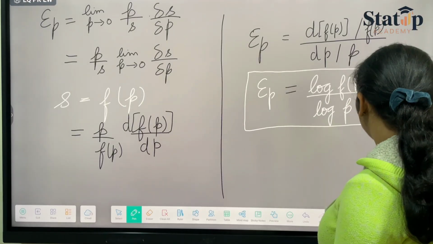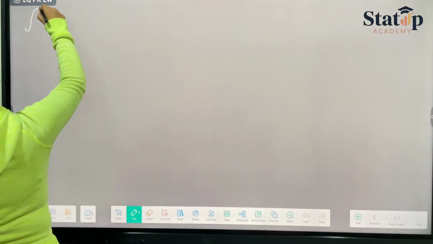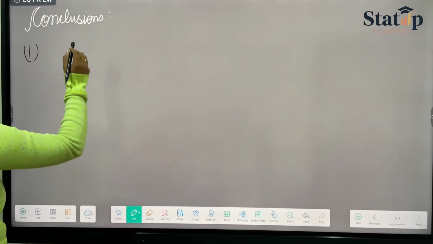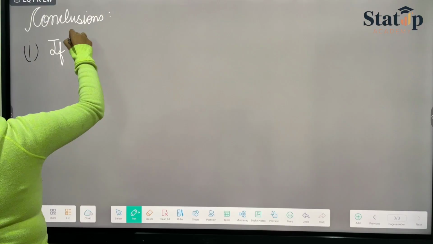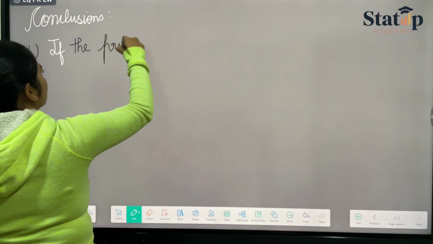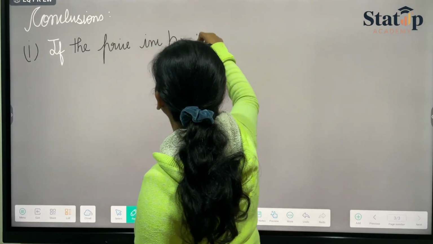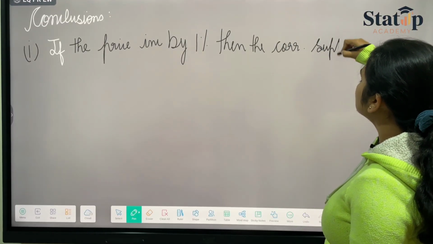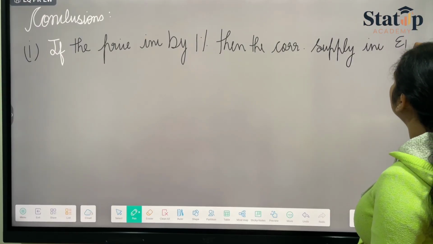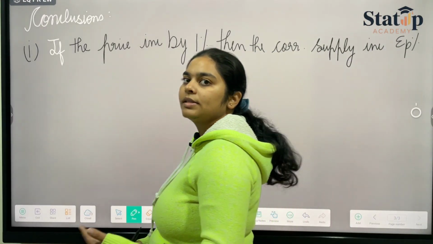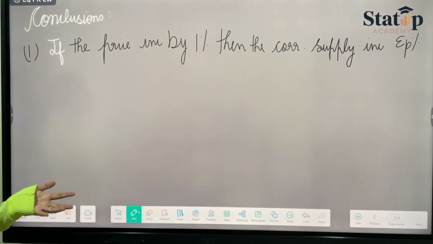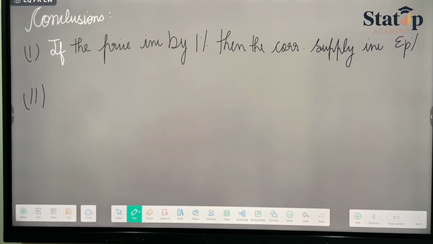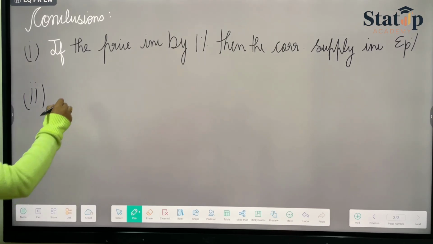Now, epsilon p has two quantities. The conclusions that we draw from here are two. The first conclusion is that if the price increases by 1%, then the corresponding supply also increases by eta p%. That means the price and supply move in the same direction and always have a positive sign in front of them. And the second thing is that the price elasticity of supply is always positive.